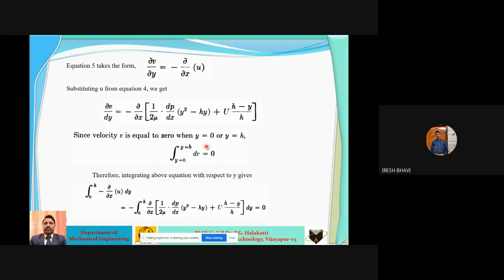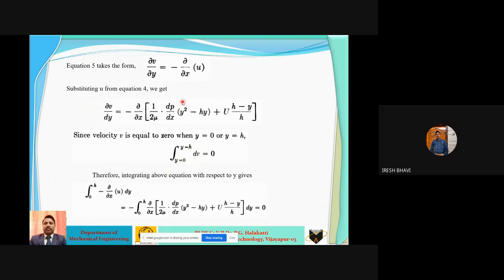Now we know that v is equal to 0 at y equal to 0 and also at y equal to h. So taking the integration of v over the area, that is y equal to 0 to y equal to h, of dv is equal to 0. Now let us integrate the above equation. In order to integrate this dv, where is dv? It is here.